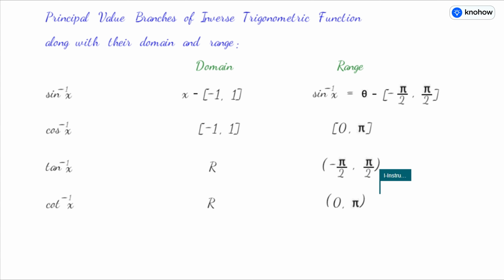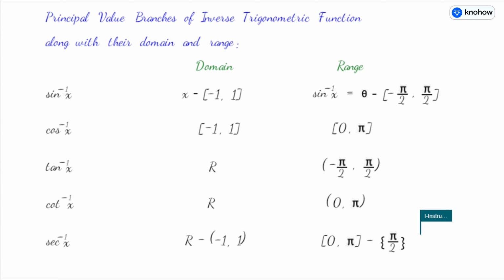and range is the open interval 0 to π. Next, for sec inverse x, the domain is the set of real numbers except those lying in the open interval -1 to 1. So it is R minus the open interval -1 to 1, because x cannot take a value between -1 to 1. The range is the closed interval 0 to π except π/2, because you know cos π/2 is 0, so sec π/2 will not exist. So sec inverse x cannot assume the value π/2.